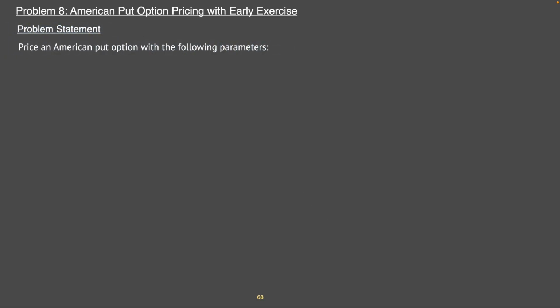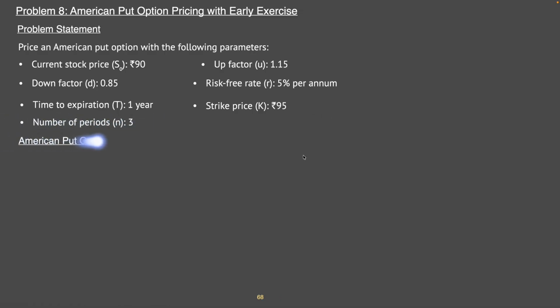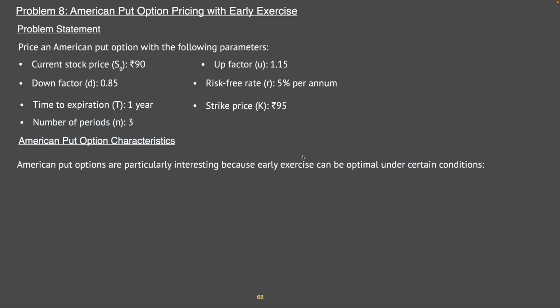Let us take another example. Price an American put option with the following parameters. The current stock price is 90, up factor 1.15, down factor 0.85, risk-free interest rate 5%, time to expiration 1 year, strike price 95, number of periods 3.